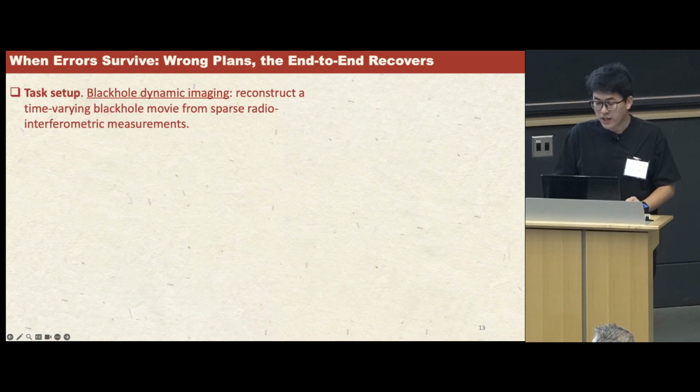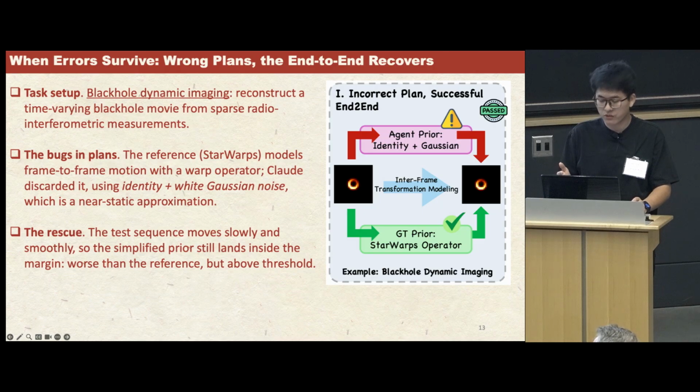So now, 2 cases where errors survive, because they tell you where these metrics can and cannot be trusted. So let's first take a look at the black hole dynamical imaging task. We want to reconstruct the time-varying movie from sparse interferometric measurements. The reference method, StarWarps, models frame-to-frame motion with a warp operator. And our README even hints at it, and Claude just threw it away and modeled the dynamics as identity plus white Gaussian noise. Essentially, it just says, just assume it is static. And it passed. The test sequence happens to move very slowly and smoothly, so the simplified prior still lands inside our margin, visibly worse than the reference, but above the threshold. So a physically weaker model can pass when the data does not stress the missing prior. Image quality metrics alone cannot certify the physics here.